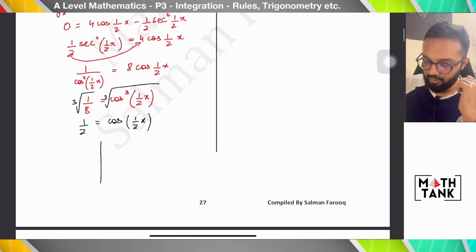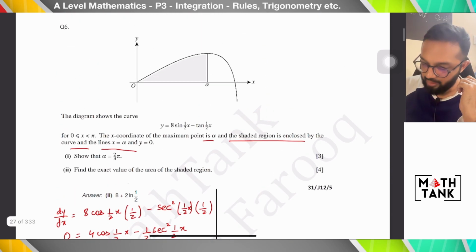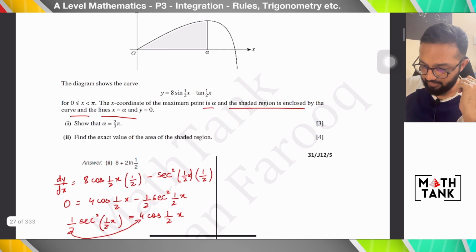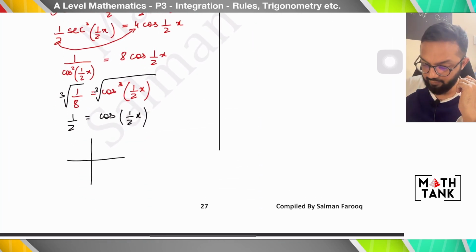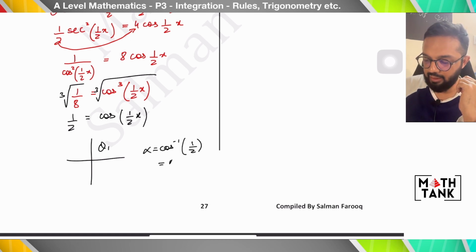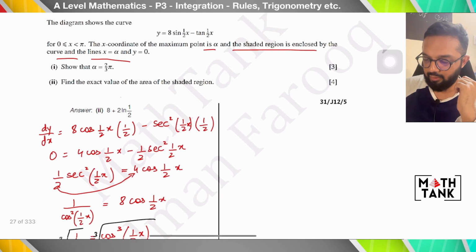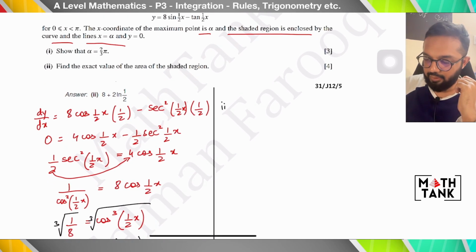Then I mark my quadrants, although this is just quadrant 1 that I can have my answer in, but since this is half x, I did even half of that. Quadrant 1, alpha equals cos inverse of half, which is pi over 3. So half x equals pi over 3, x equals 2 pi over 3. Then part 2 says find the exact value of the shaded region.